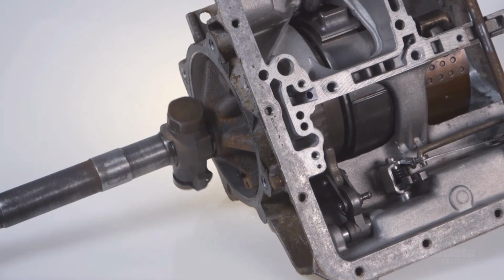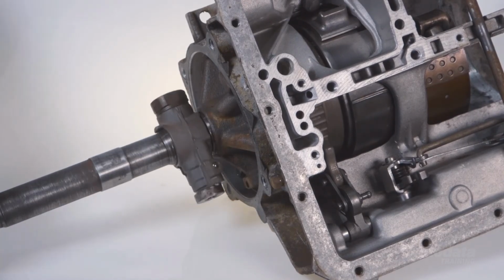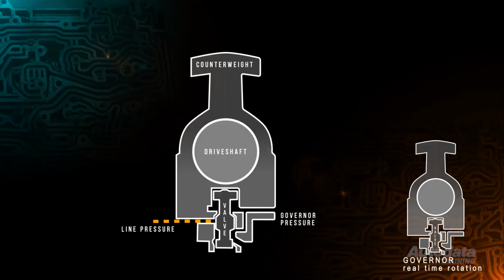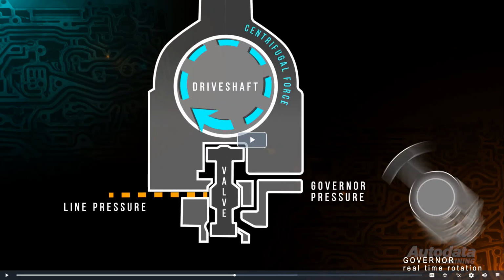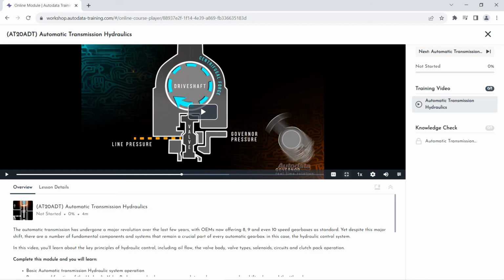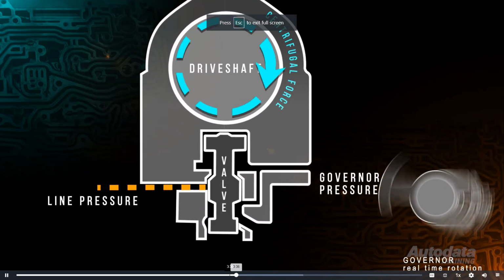The governor valve controls line pressure to regulate upshifts and downshifts in the transmission. The governor valve is located on the output shaft. The governor is a rotating mechanical device fitted with weights that are thrown outward in response to centrifugal force.